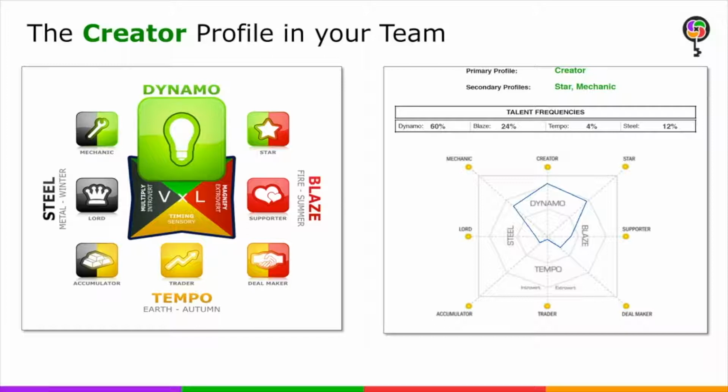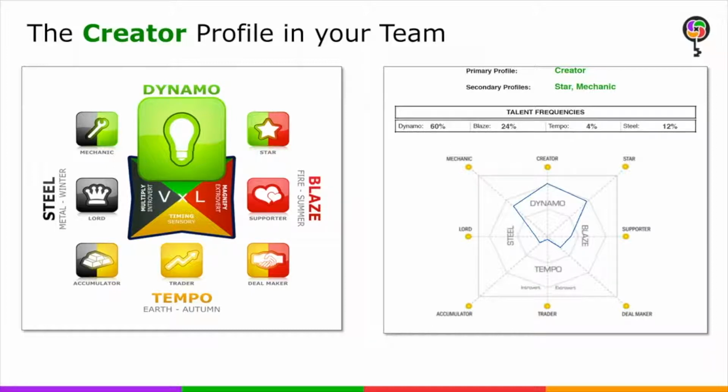Now, as you can see from this profile, this particular leader or team member has 60 dynamo, so very high dynamo, very fast to make decisions, get things moving, wants to see really quick results and progress. They have a blaze of 24 energy, which means their secondary is star profile, over this side as you can see. So secondary blaze of 24, so they're very good at selling ideas and concepts to people and getting people to buy in.